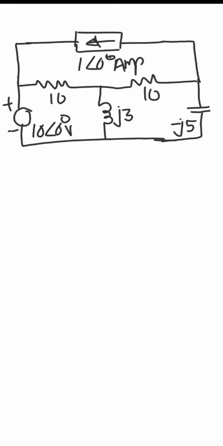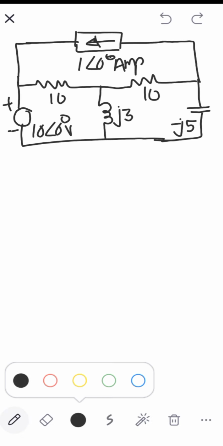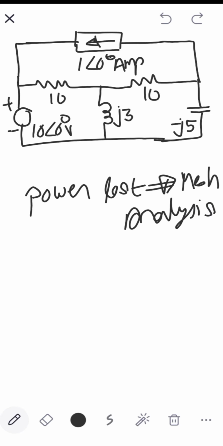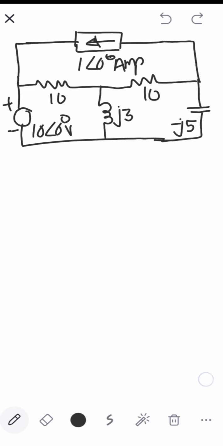So see, this is the numerical where we have to determine the power lost in the circuit. We have to determine the power lost in the circuit using which method? Using the mesh analysis. But before applying the mesh analysis, we have to determine our loops.